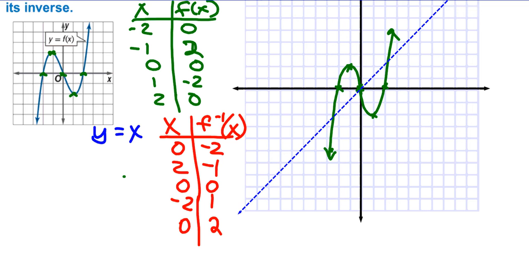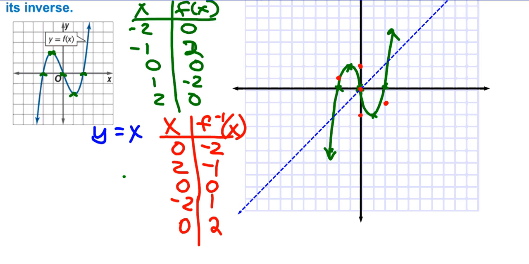So my next job is to plot those points, because that's going to help me graph that as I go. So I'm going to plot that series of points. I've got (0, -2), which is down here, and (2, -1). And then (0, 0), it's going to cross there. And then (-2, 1), it's going to hit there. And then (0, 2).